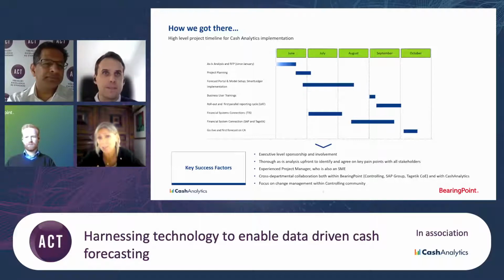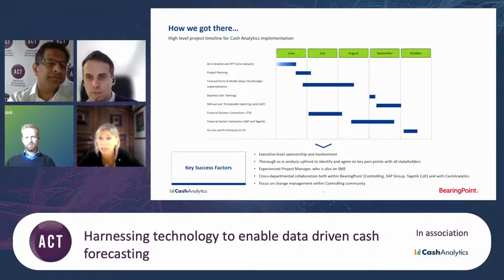Once the system was in there, we could start training people on it. We did that in a number of sessions together with CashAnalytics. It's not a difficult system, and I think that's one of the reasons we felt very comfortable with it, because when you open it up you can quickly find everything and navigate easily. It's really nice to work with, and therefore the trainings helped people feel comfortable with the different pieces, where the information is coming in, and how to make their forecast.